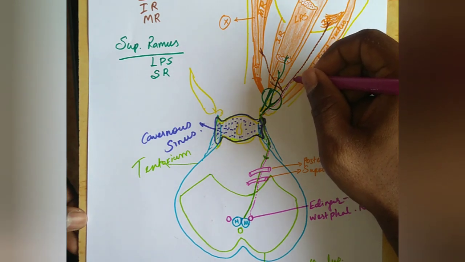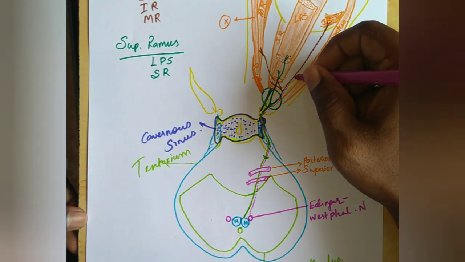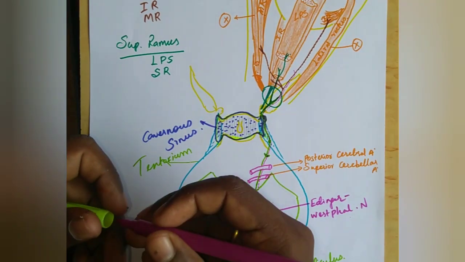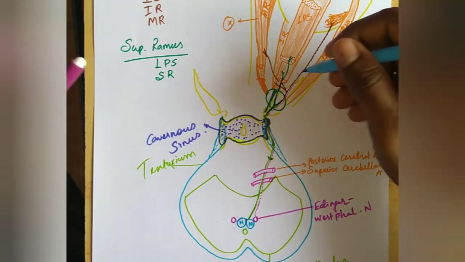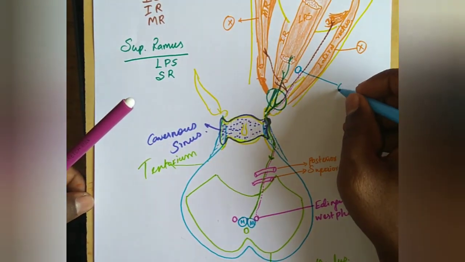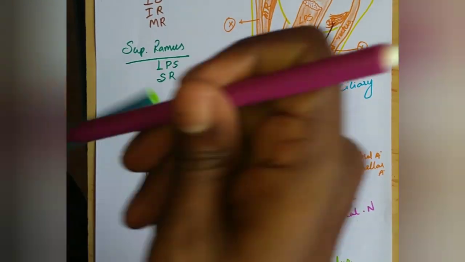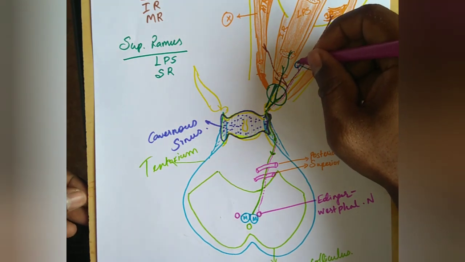Here it is passing via the nerve which is supplying the inferior rectus, through the branch going to supply the inferior rectus, to relay in the ganglia, the ciliary ganglia. We will represent the ciliary ganglia using blue color. So this is the ciliary ganglia.